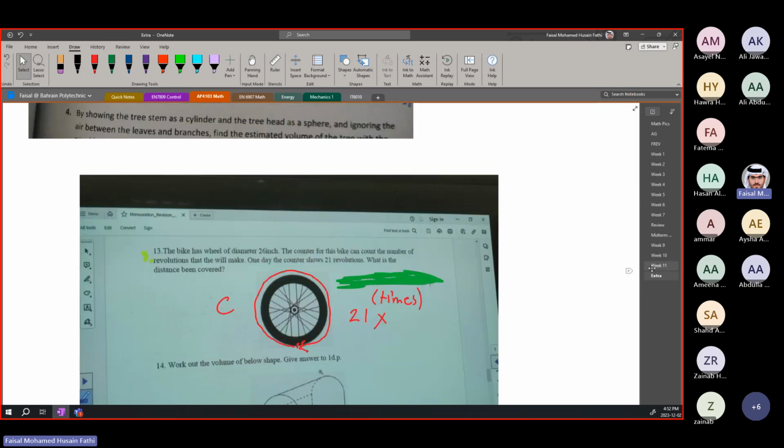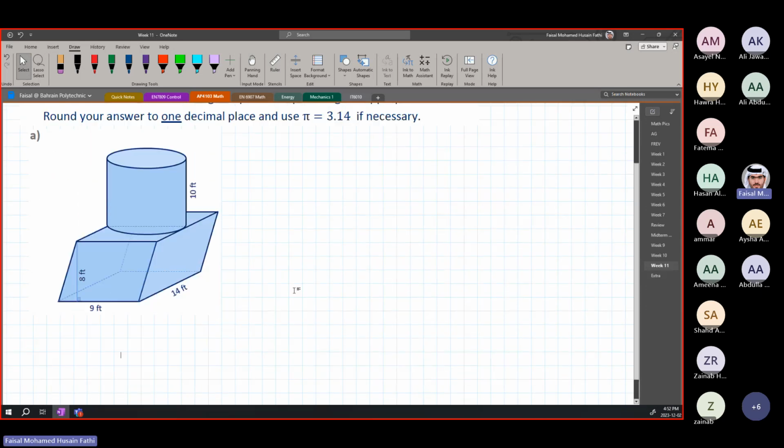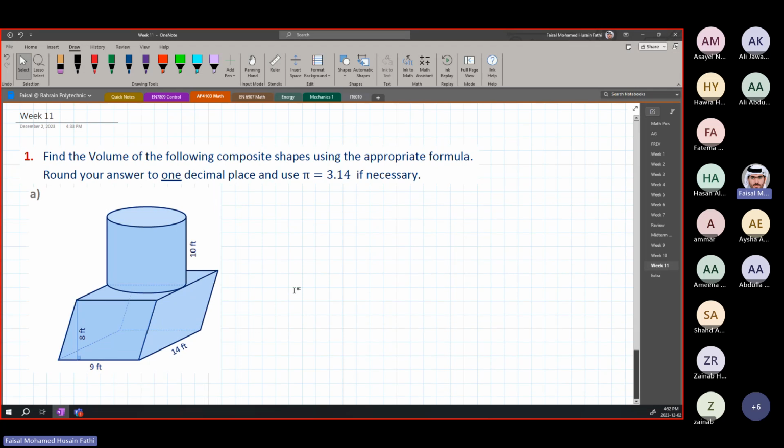Now let's go to week 11 and start solving compound volumes. Remember, in areas, we do the exact same thing again in volumes. When we are adding volumes to each other, we find the volume of each shape separately, and then we are going to sum them up and add.